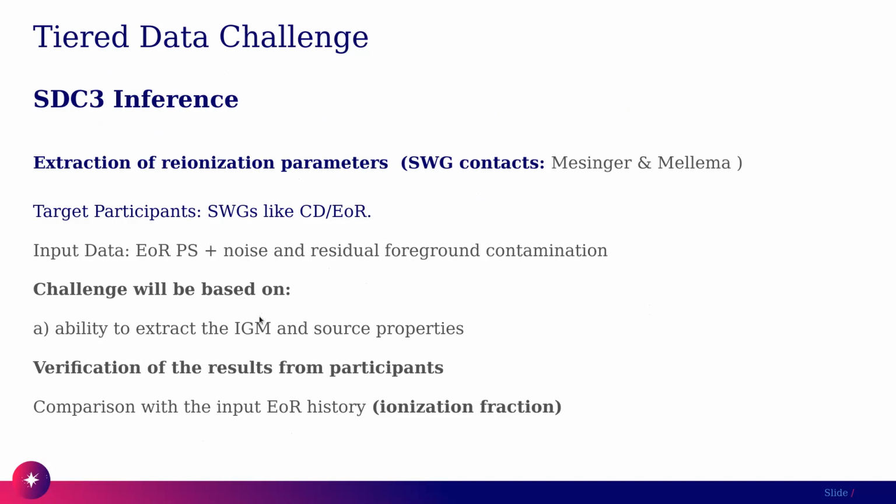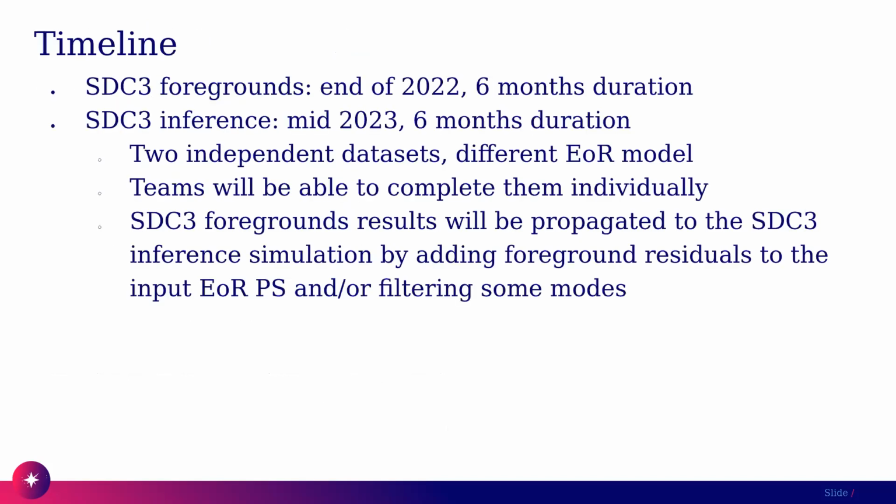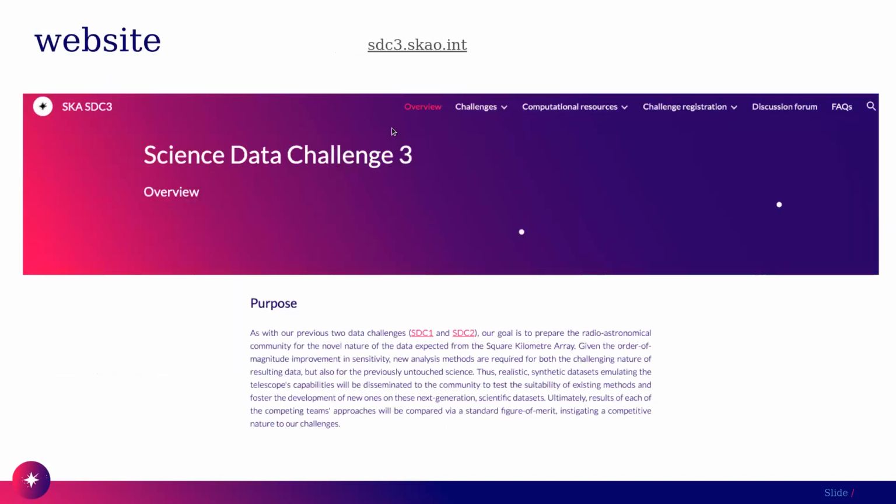We have to extract the IGF and the source properties, basically at that density, at that time. And also it's compared with the history, basically the ionization fraction or other parameters that are incorporated in the simulation, but that is a later part. So we can focus on the first part now, and this will be 6 months in duration, the foreground, from the end of 2022 up to 6 months, and the next is for another 6 months, the inference part. And this is the web page for the data challenge 3.